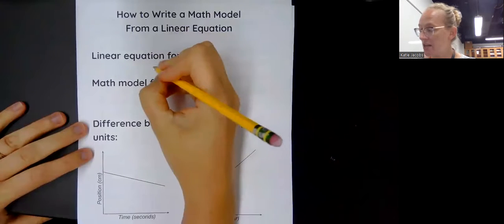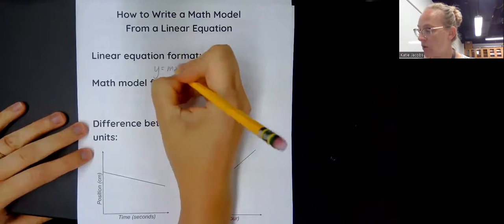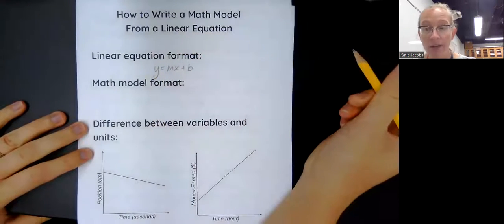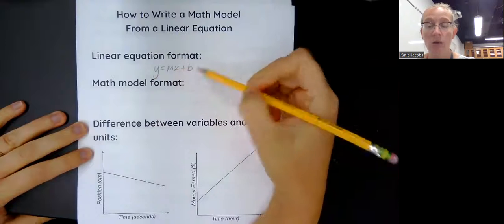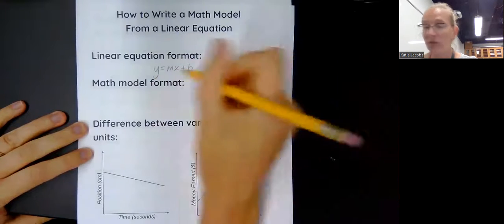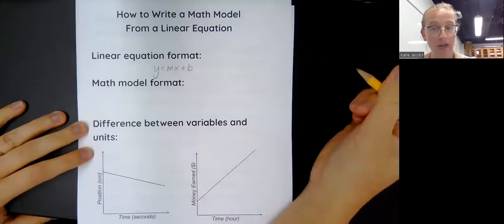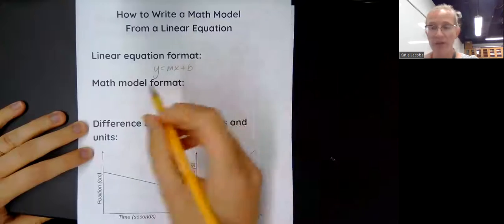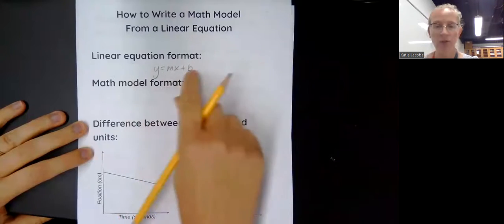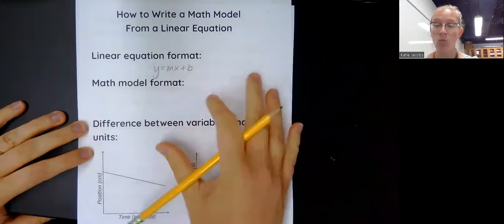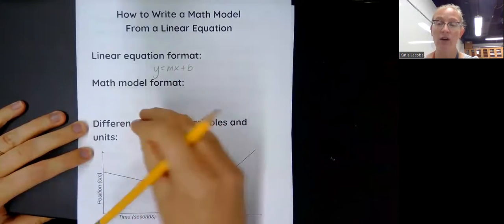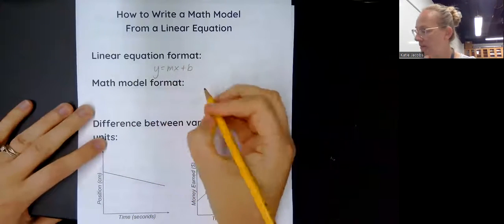A linear equation is simply a y equals mx plus b equation, where you have your two variables, y and x, you have your slope, which is m, and your y-intercept, which is b. Hopefully you're familiar with that kind of equation from math. In physics, we take this linear equation and we make it into a math model. It's really similar. The difference is we're using words and units for our variables and our numbers, okay?